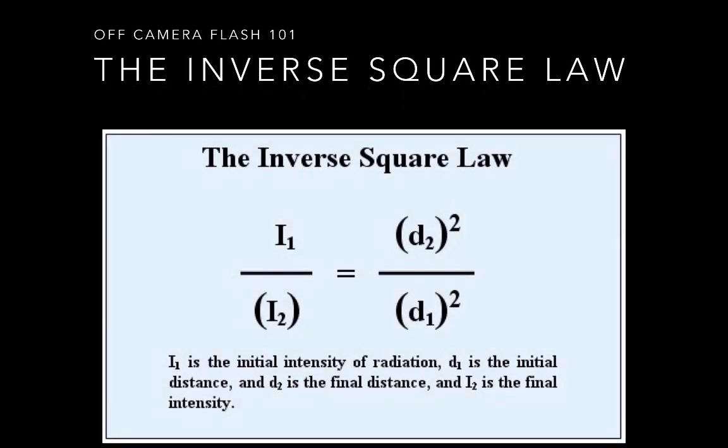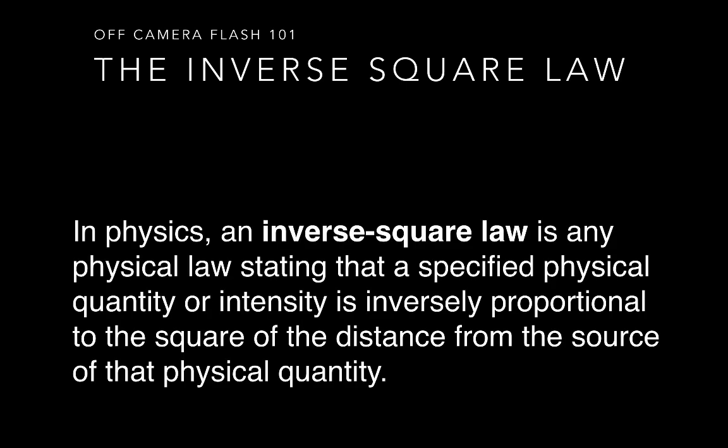The inverse square law. This is math, and every photographer loves math. This is what the inverse square law looks like in formula, and this is what it states. In physics, an inverse square law is any physical law stating that a specified physical quantity or intensity is inversely proportional to the square of the distance from the source of that physical quantity. Seems easy, doesn't it? In reality, obviously, no one loves math, and we don't really even need to understand what this is saying as long as we can understand the concept.